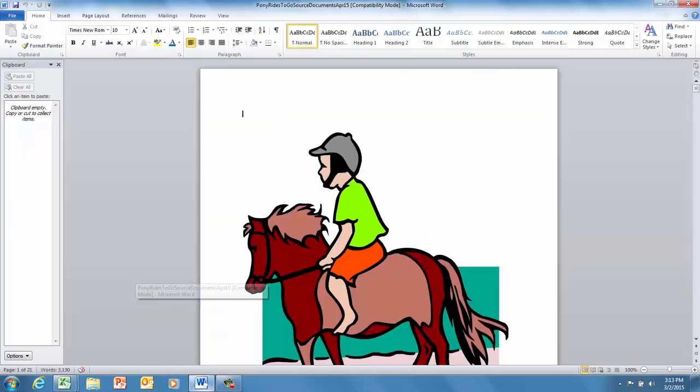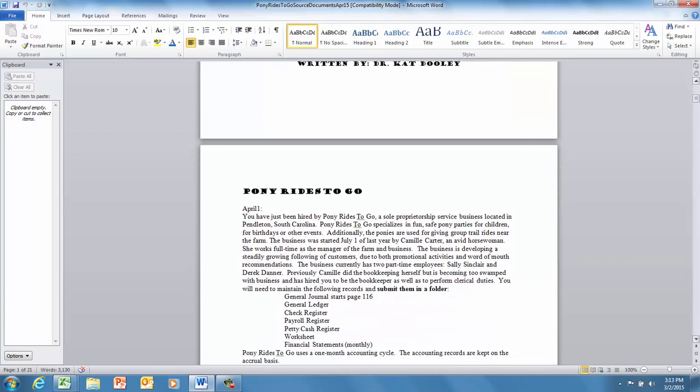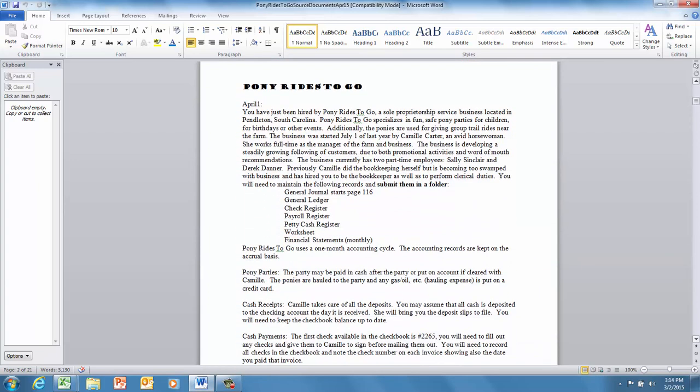So let's take a look at the instructions, the narrative. Here you're told that you are now going to be the bookkeeper for a small company that does pony rides for children's birthdays and also allows for trail rides to be given from the farm itself.